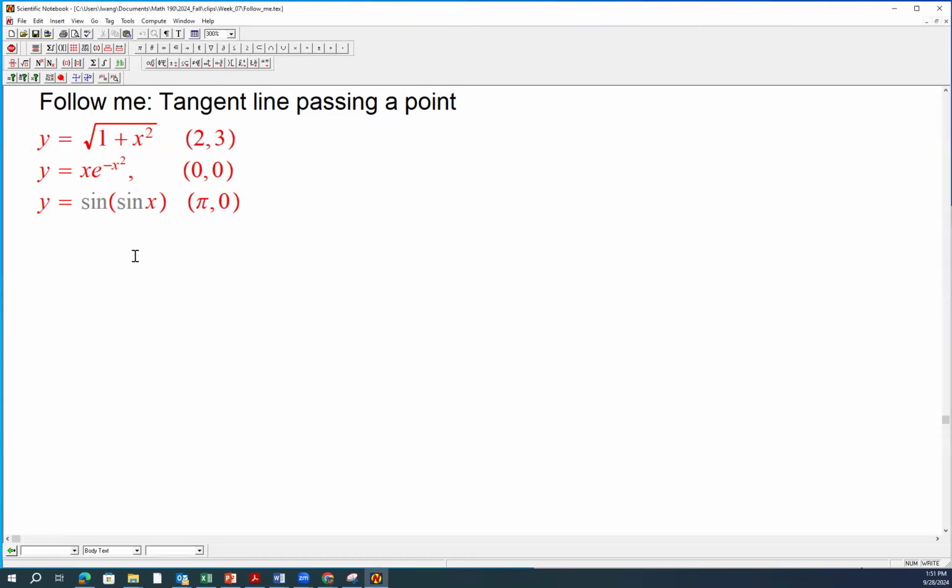If you don't need to watch it, that's okay, because these are selected from homework. Look at the first one. The function is the root of 1 plus x squared.